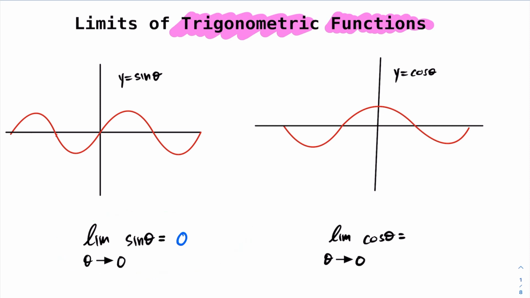Using the same idea here, we can take a look at the limit of theta going to 0 of cos of theta. Well, as I approach 0 from the left-hand side, my limit is approaching 1. As I approach 0 from the right-hand side of cos of theta, my limit is also approaching 1. Therefore, the limit exists, and the limit as theta goes to 0 of cos of theta is 1. So we're going to use these two results later on in today's lesson.